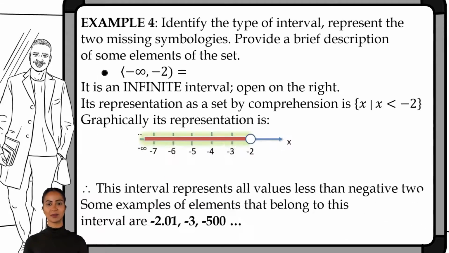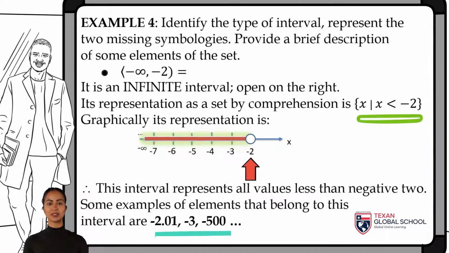Let's look at another example. We will identify the type of interval and represent the two missing symbologies with a short description of the interval. As we can see, it is an infinite interval, open on the right. Its representation as a set by comprehension is x, such that x represents all values less than -2. Graphically, its representation is shown on the blackboard. This interval represents all values less than -2. Some examples of elements that belong to this interval are -2.01, -3, -500, and so on.